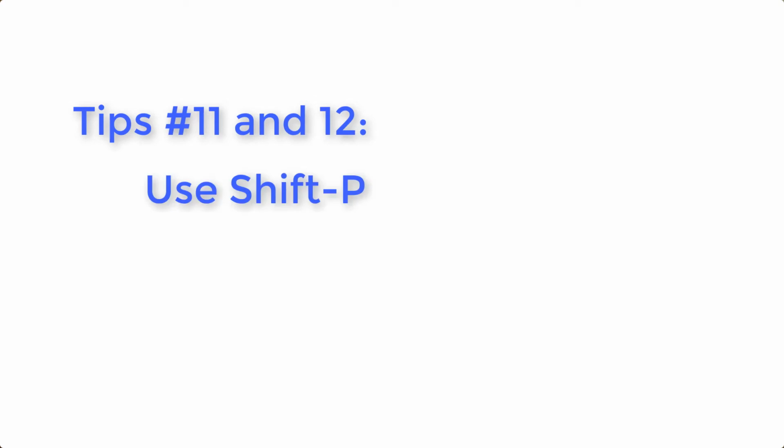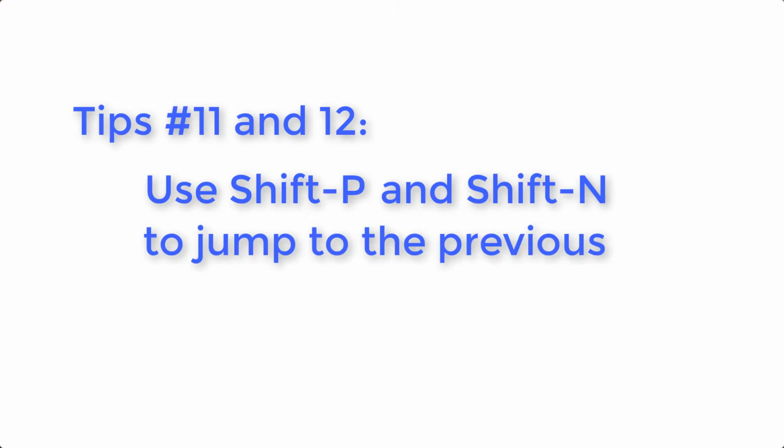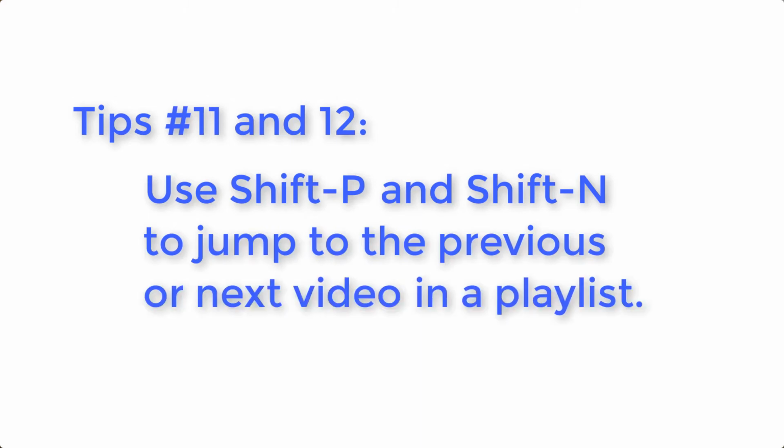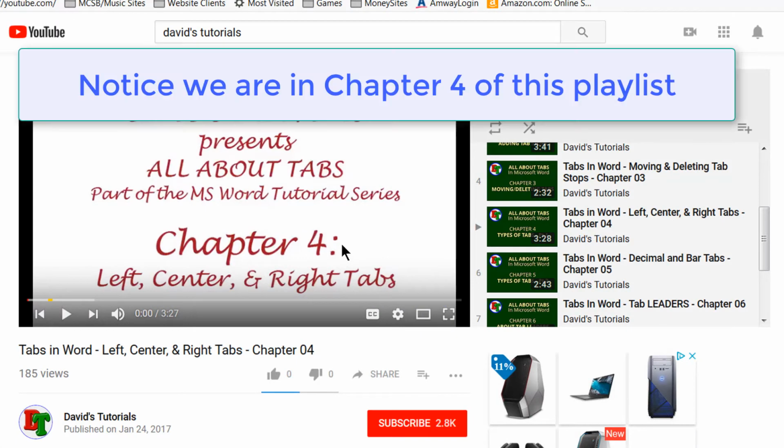Tips number 11 and 12. Use Shift P and Shift N when you're watching a playlist to jump to the previous and the next videos in that playlist. Sometimes we'll begin watching a playlist of videos and come to one of them that we've already seen.